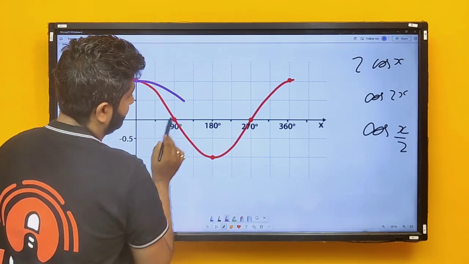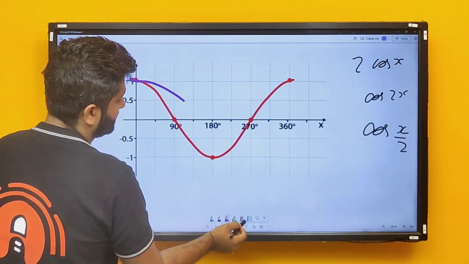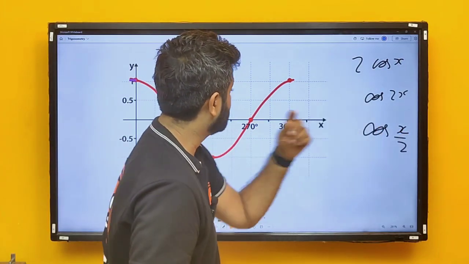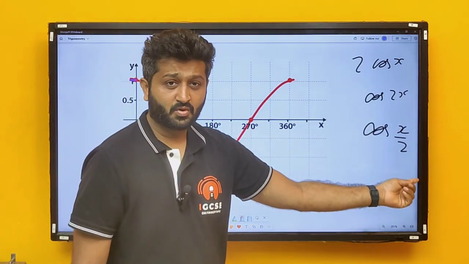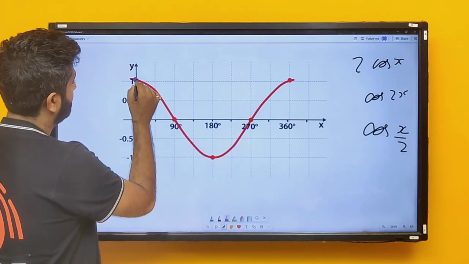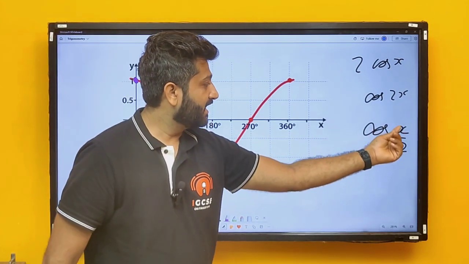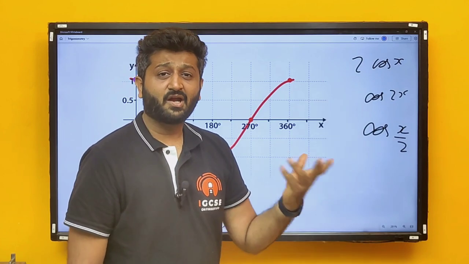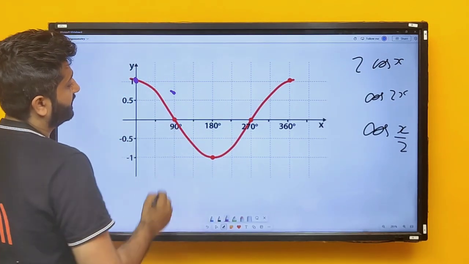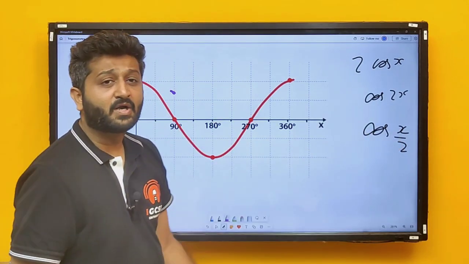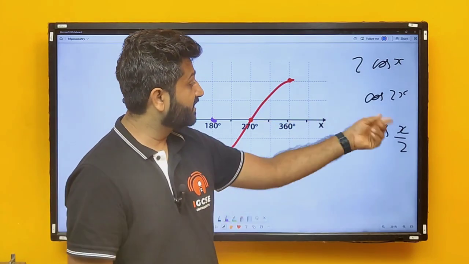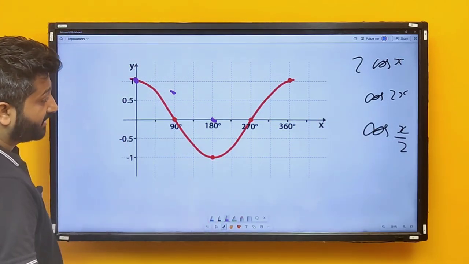Let me plot the graph so it becomes easier for you. Let's say cos 0. 0 by 2 is 0, so cos 0 is 1. Right, so this is my 1. Let's say you have cos 90. 90 by 2 is 45, and cos 45 is 1 by root 2, or you can say 0.7. Then you have 180. 180 divided by 2 is 90, and cos 90 is 0. Then 270. 270 divided by 2 is 135.